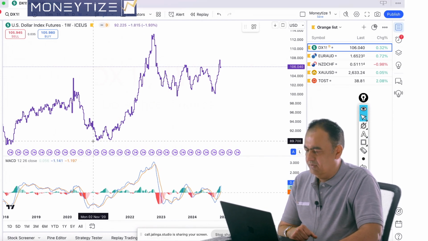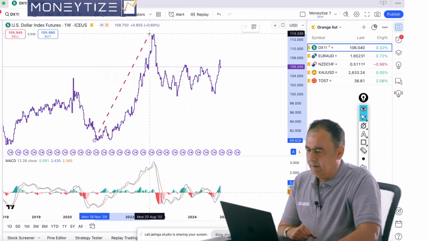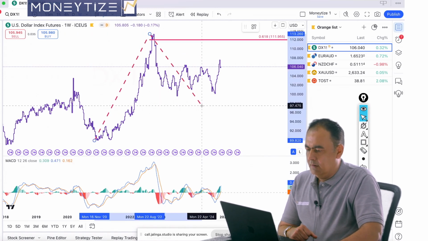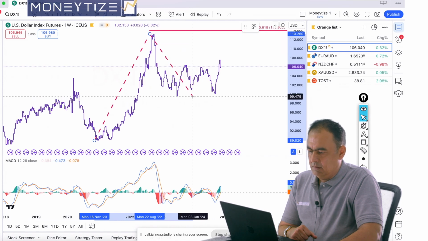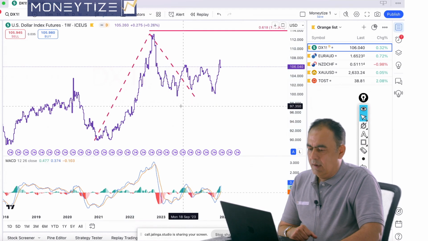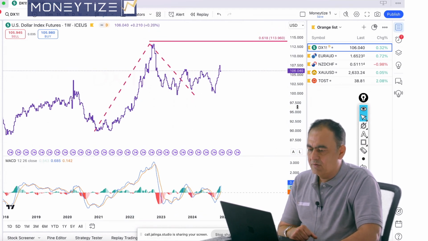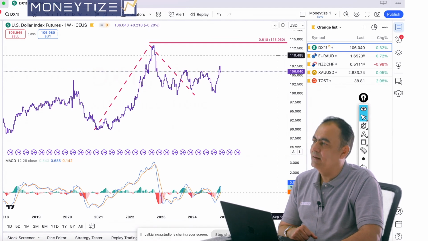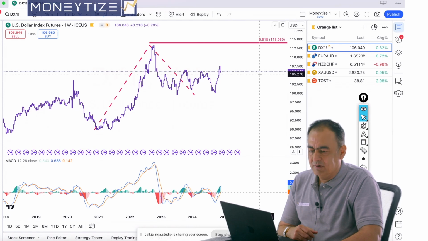Picking the extension from the lowest, connecting to the high and the higher low here. Okay, so based on this fib extension, it looks like dollar is going to 113.96, or in round numbers 114. Now this is a long-term scenario.